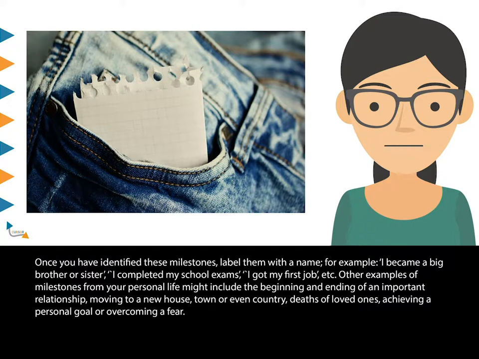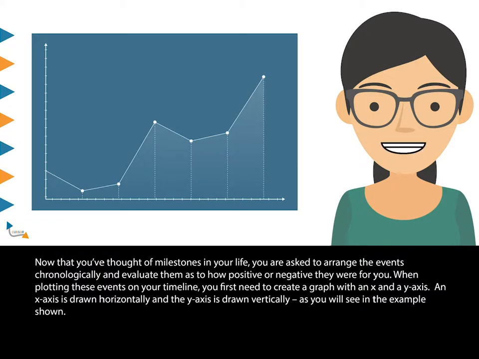Other examples of milestones from your personal life might include the beginning and ending of an important relationship, moving to a new house, town or even country, deaths of loved ones, achieving a personal goal or overcoming a fear. Now that you've thought of milestones in your life, you are asked to arrange the events chronologically and evaluate them as to how positive or negative they were for you.